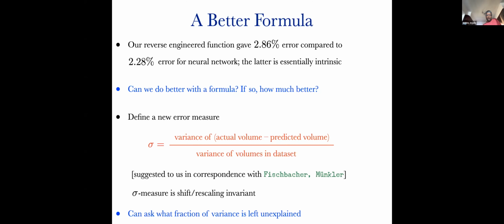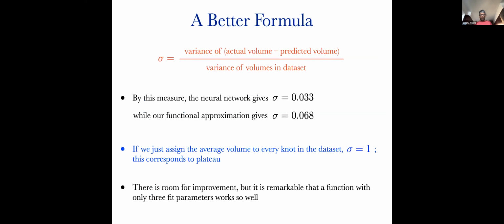The nice feature of this measure is that it's shift rescaling invariant, and we can ask whether new functions we can use do a better job at minimizing these other measures. By this measure, our neural network gives an error of about 0.033, while our approximation formula gives an error of about 0.068. So there's some room for improvement in the approximation formula that we've written. But it's remarkable that a function with only 3 fit parameters works so well in approximating the volume of a knot.